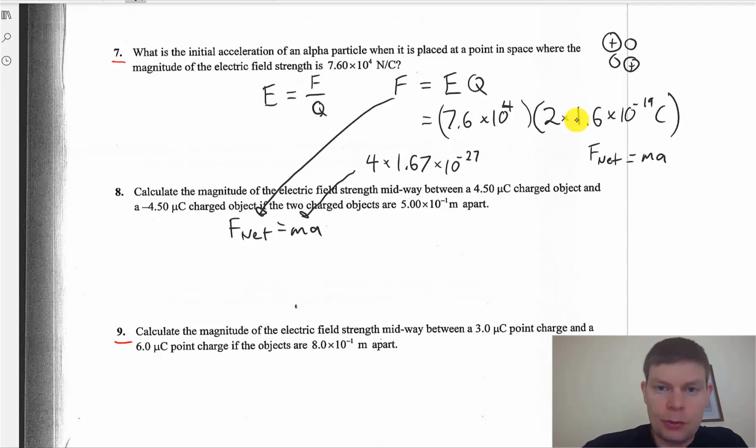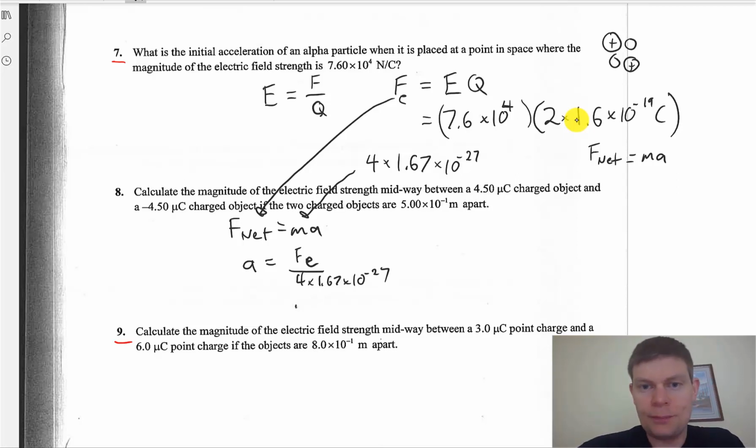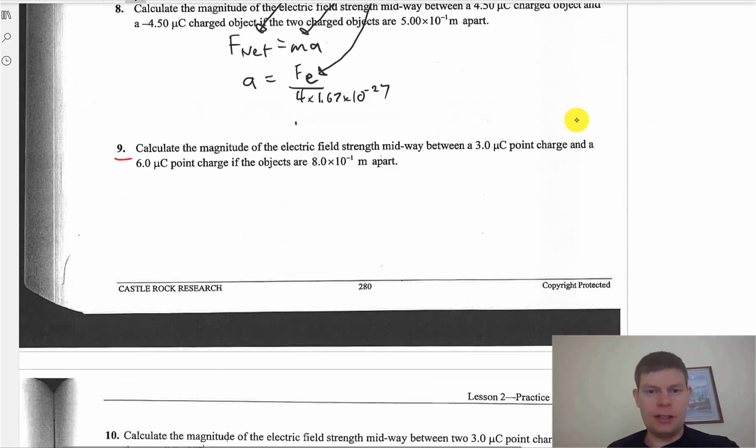So if we rearrange that, our acceleration is equal to our net force, which we got up here. Maybe I'll write Fe for electric force, and then divided by our mass, which is 4 times 1.67 times 10 to the negative 27. And that'll give you your answer. Just make sure you get your results from your first question and plug them in there. So that's number 7. Let's try number 9.